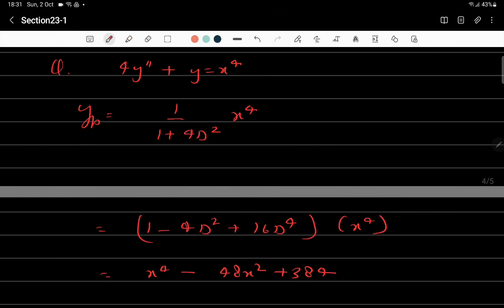So in the coming class we have to see many other methods also, especially when an exponential function is multiplied with a sine function or a sine function is multiplied with a polynomial. So all functions of this form can easily be addressed using the concept of the operator method.